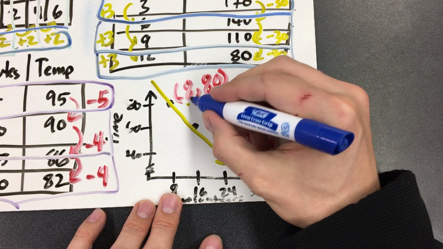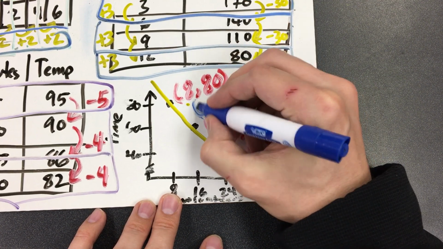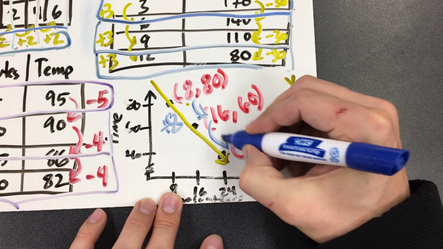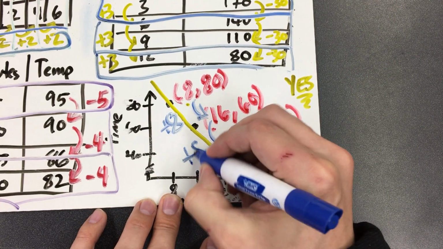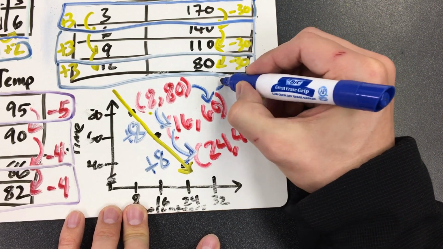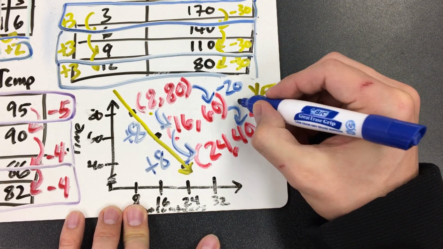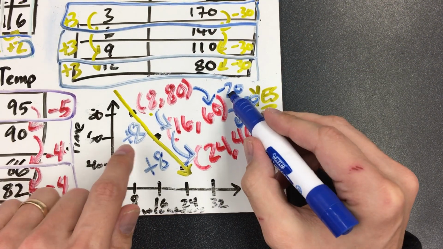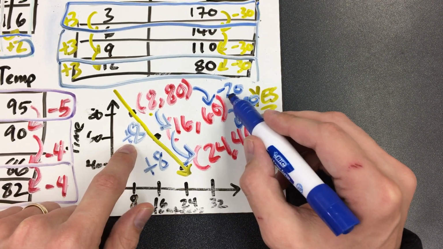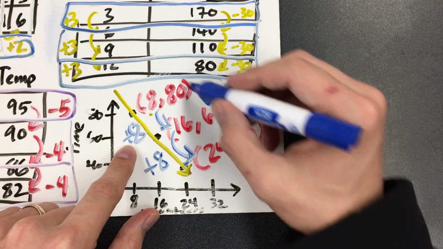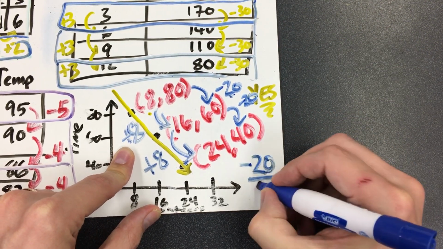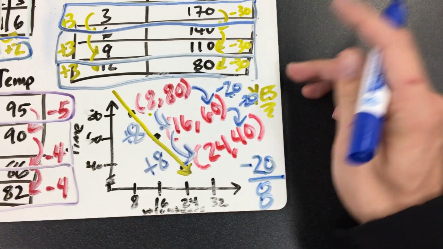From 8 to 16, we're doing plus 8. From 16 to 24, we're doing plus 8. So we're definitely adding 8. And then look at the Y category. 80 to 60, that's minus 20. 60 to 40 is minus 20. And so every time we add 8, we're losing 20 over here. So we're going to do negative 20 over 8. Remember, the Y category has to go first. Our constant rate of change on this one is negative 20 over 8.